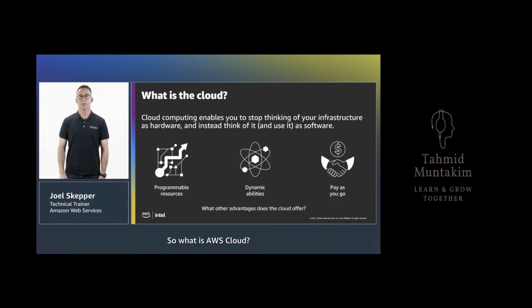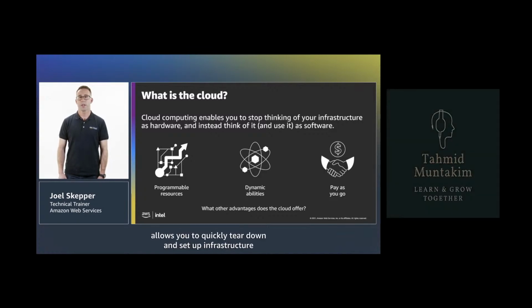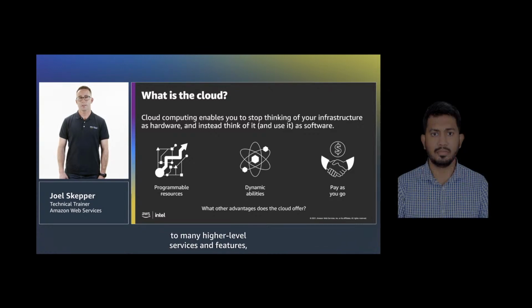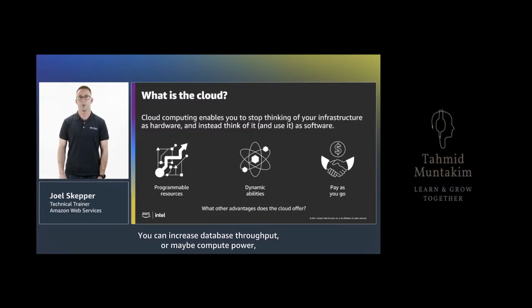So what is AWS Cloud? Essentially, it is a set of programmable resources. The use of IT assets as programmatic resources allows you to quickly tear down and set up infrastructure in a way that just isn't possible with a traditional approach. Secondly, the AWS Cloud gives you access to many higher-level services and features, which lets you design and build applications in a completely new way. You can increase database throughput or maybe compute power, as we'll see later, with really just a few clicks.